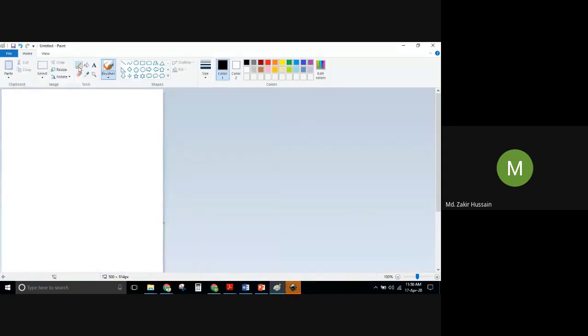So here, are you able to see? Can someone unmute and say what I'm drawing? Can you see? A box. Yeah. Rectangle. Yeah, but you are able to see, right? Yes, sir. Okay, fine.